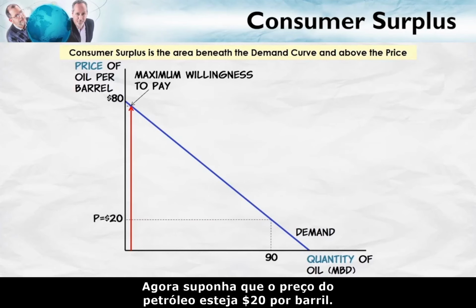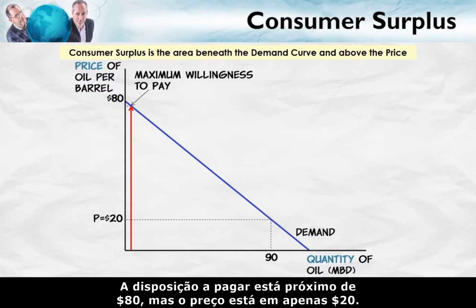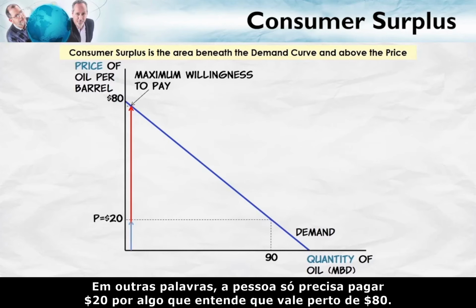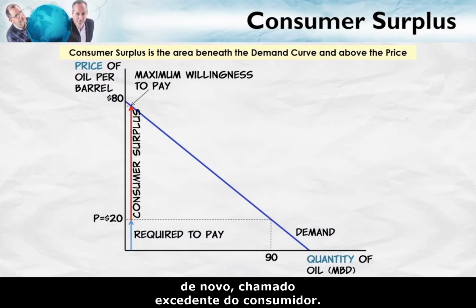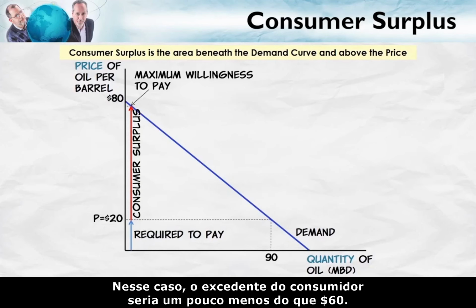Now suppose that the price of a barrel of oil is $20 per barrel. The willingness to pay is closer to 80, and the actual price is only 20. In other words, the person is required to pay 20 for something which they value at close to 80. The difference between the maximum willingness to pay and the actual price is again called consumer surplus. In this case, consumer surplus would be a little bit less than 60.